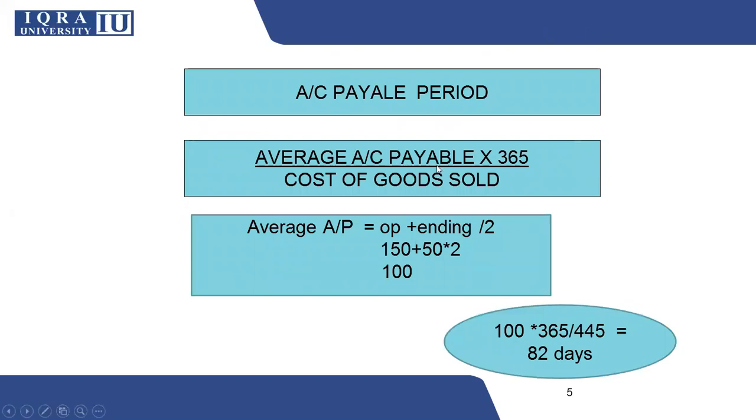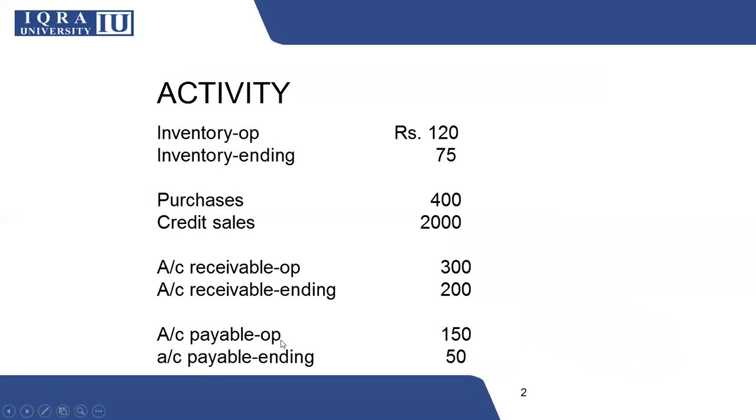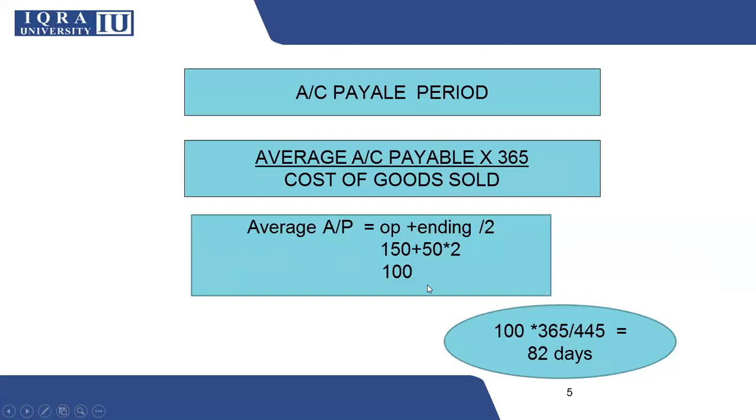Now the last part, account payable period. Again, you need average account payable multiplied by 365 and divided by cost of goods sold. We have already worked on cost of goods sold, so I'm not repeating it here. I'm simply taking the average payable, opening plus ending divided by 2. Opening and ending are both given. We will simply add and divide by 2. So you will get 100. Of course, this asterisk sign is wrong here; it should be a division sign.